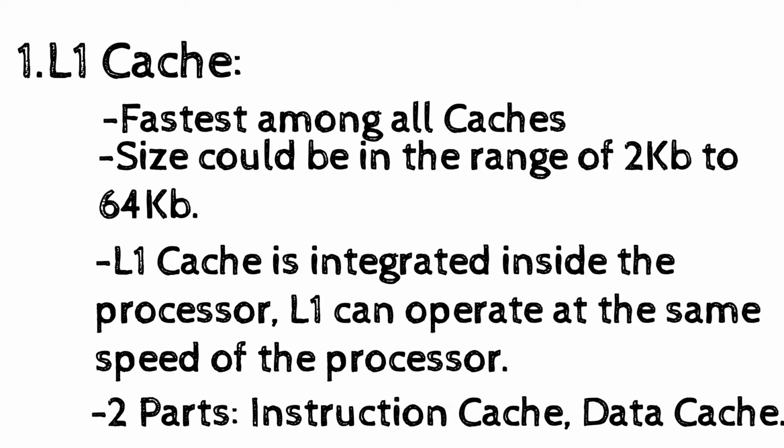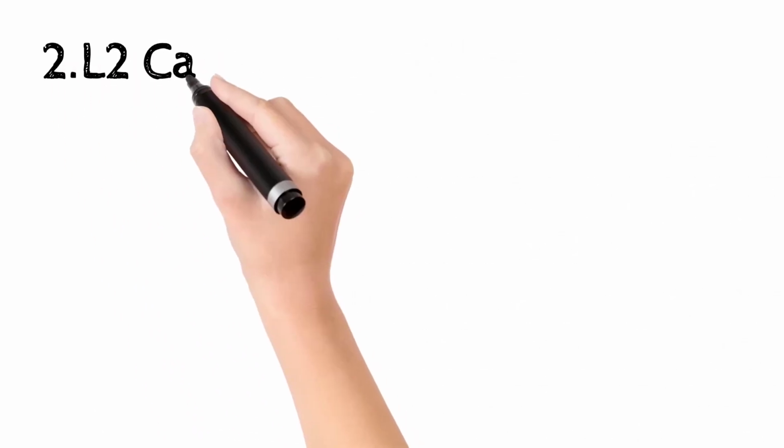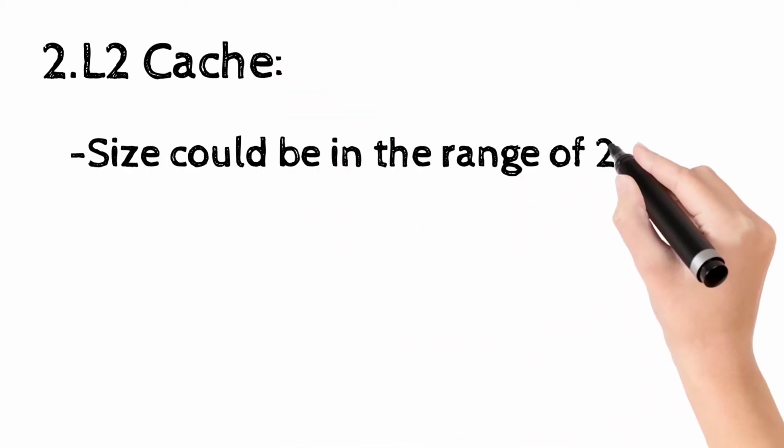As L1 cache is integrated inside the processor, L1 can operate at the same speed as the processor. L1 can be categorized into two parts: instruction cache and data cache. The instruction cache holds instructions required by the processor, and data cache holds data required by the processor.